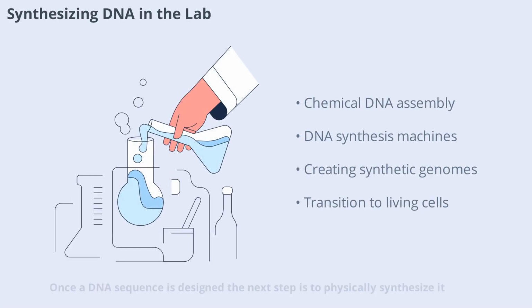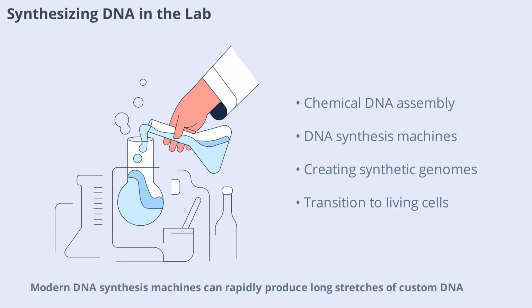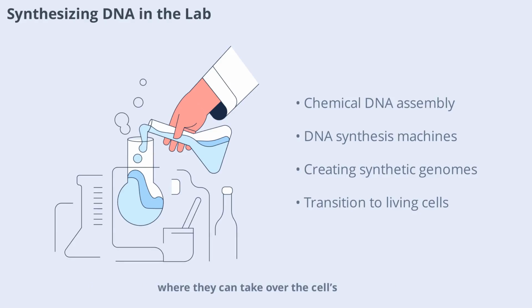Once a DNA sequence is designed, the next step is to physically synthesize it. This involves using chemical processes to assemble the DNA molecule base by base in the laboratory. Modern DNA synthesis machines can rapidly produce long stretches of custom DNA, making it possible to create entire synthetic genomes. These synthetic DNA strands are then inserted into host cells, where they can take over the cell's machinery and direct it to perform new functions. This step marks the transition from digital design to living, functioning biology.